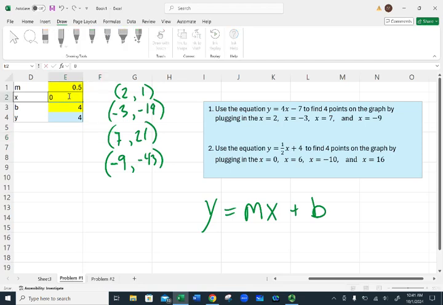Type in 0 for x, enter. There's the y value. Type in 6 next to x, enter. There's the y value. Type in negative 10 next to x. There's the y value. And then type in 16 next to x. Enter. And there's the y value.